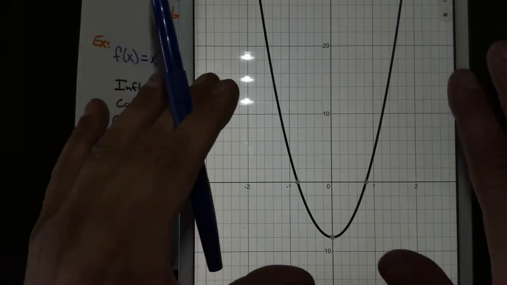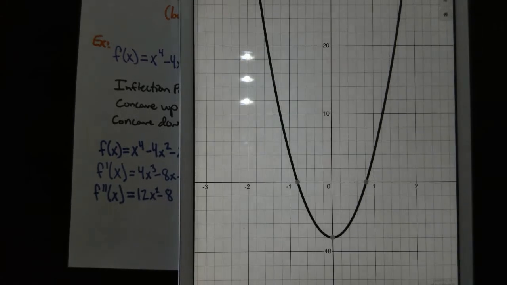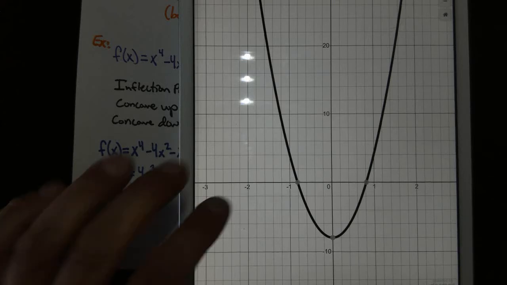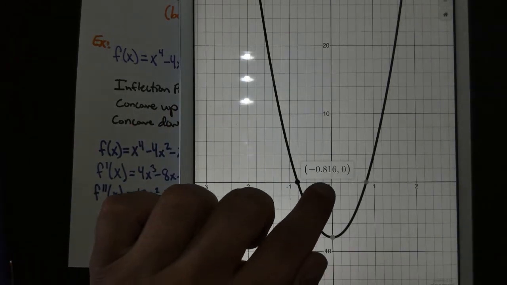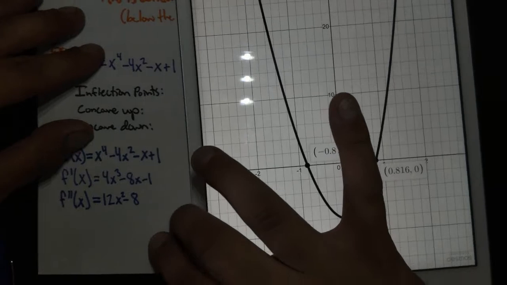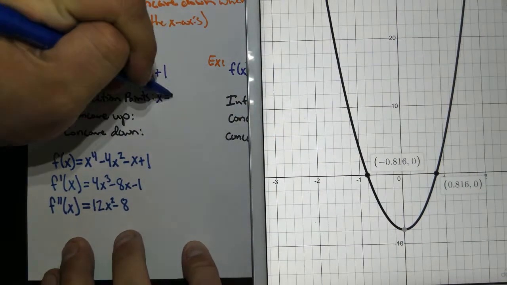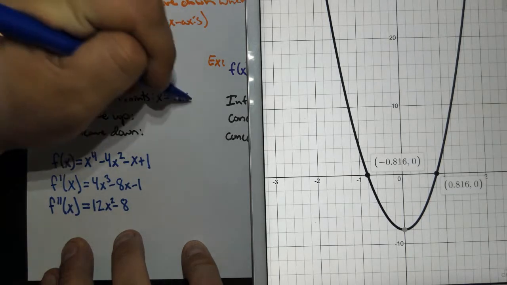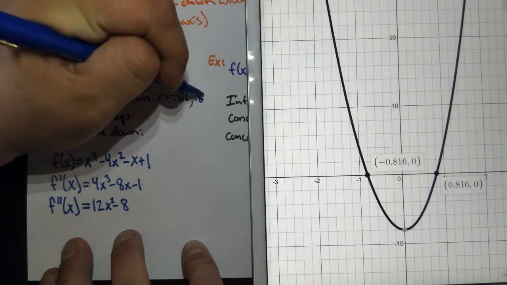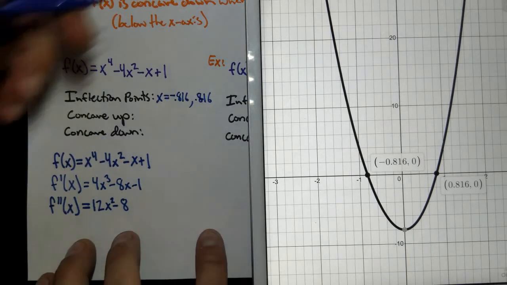Of course, I'm not talking about this derivative. I'm not talking about the second derivative function. I'm talking about the original function. This is just what the second derivative is telling me about the original function. So we have an inflection point at negative 0.816 and another inflection point at positive 0.816. So our inflection points here are at x equals negative 0.816 and at positive 0.816.